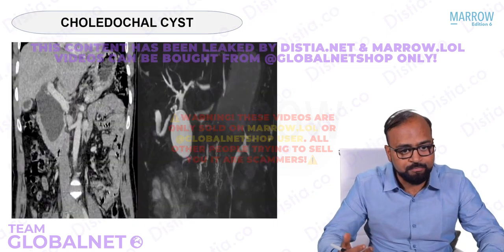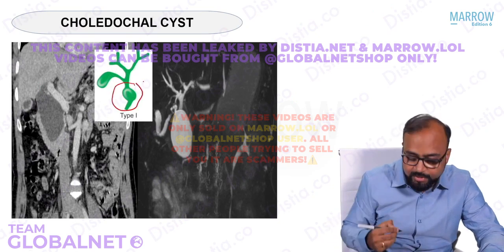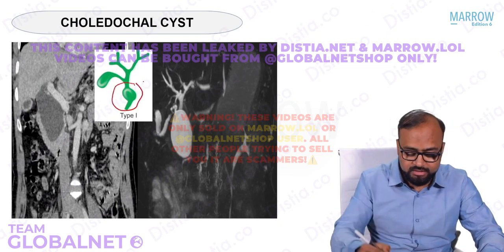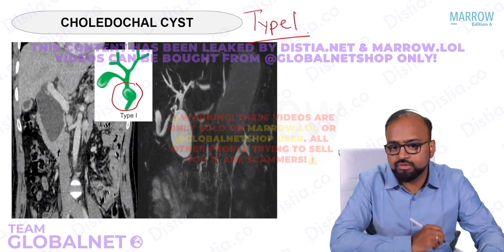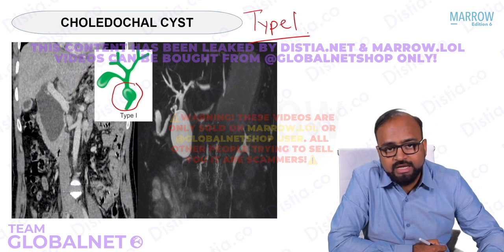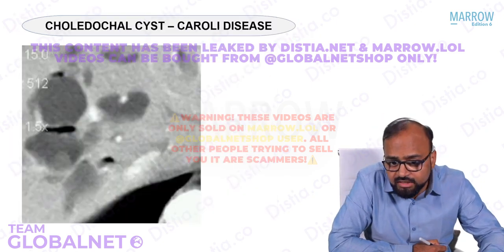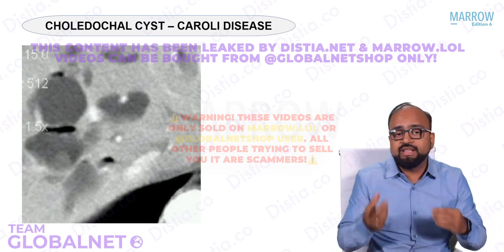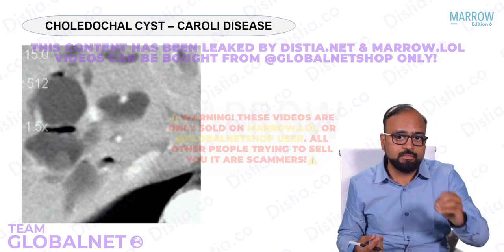We are going to study that now. So what is this? This is a focal dilatation of only the extrahepatic portion. So what type is this? This is choledochal cyst type 1, a fusiform dilatation of the extrahepatic CBD. Now the last type is basically, as I said, when there is a dilatation of only the intrahepatic biliary radicals.